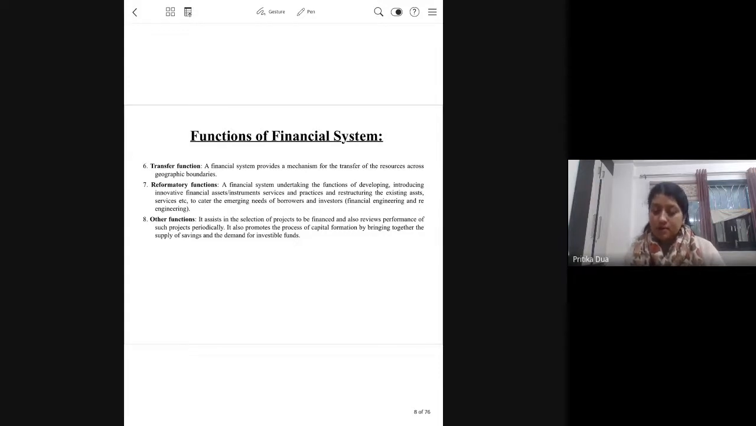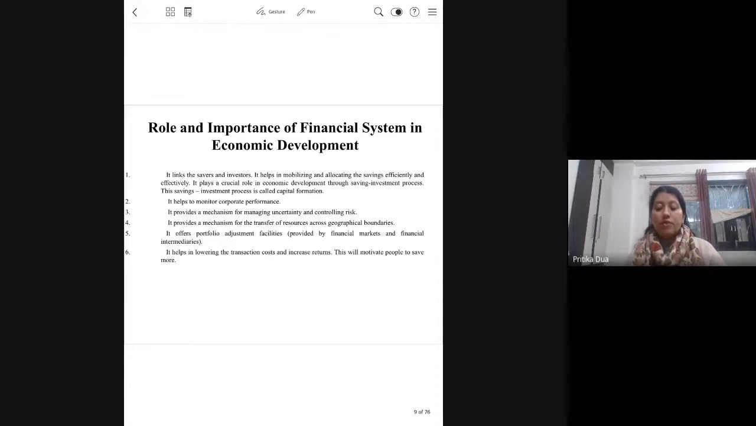Apart from this, promoting the capital formation through project management and accelerating the growth or the process of economic growth of the country would be the main objective of a financial system. So these were the functions of financial system.